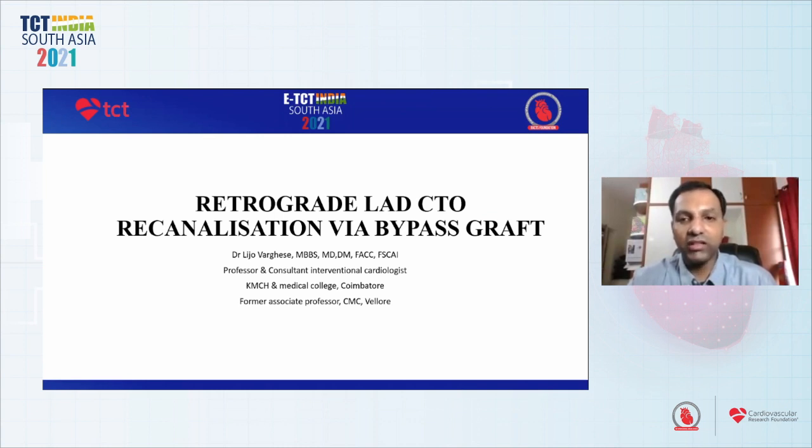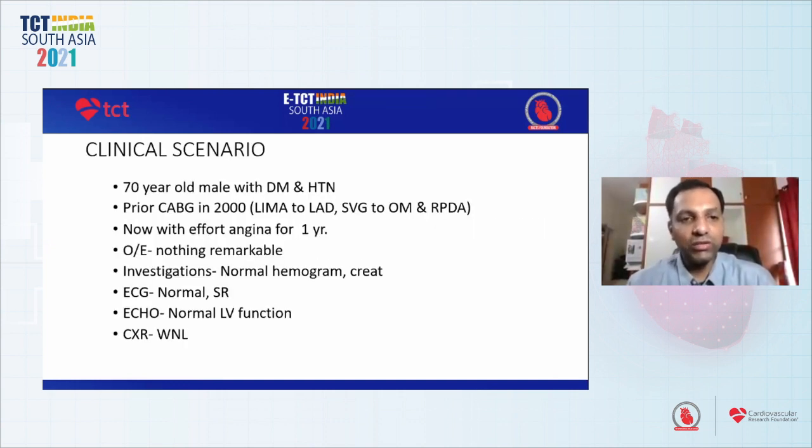So my case is on retrograde LAD CTO recanalization via bypass graft. The rarity of this case is the fact that the retrograde approach was done through a bypass graft. The clinical scenario: a 70-year-old male, diabetic and hypertensive, who had a prior CABG in the year 2000. He had a LIMA to LAD, SVG to OM, and RPD at that point of time.